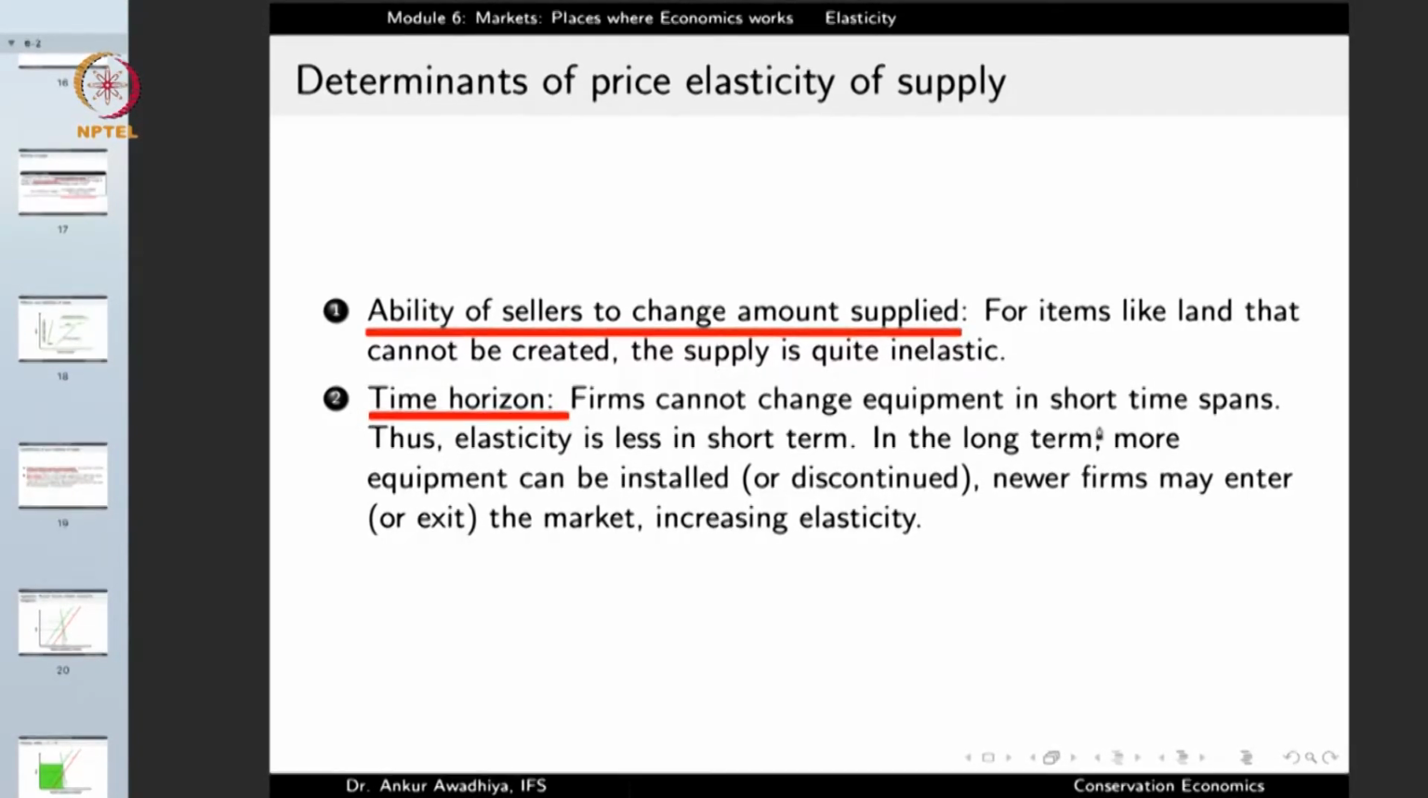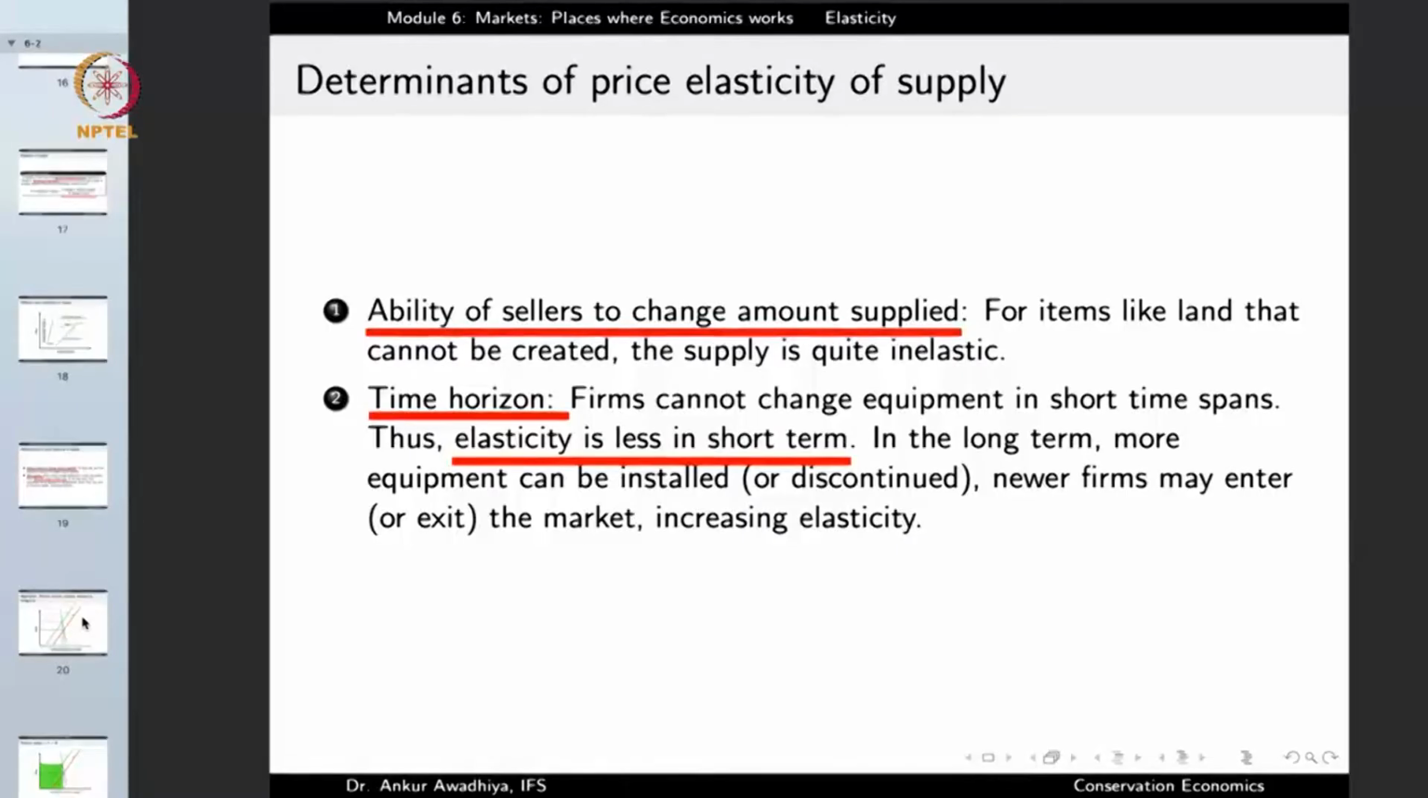Firms cannot change equipment in short time spans, and so the elasticity is less in the short term. In the long term, more equipment can be installed or discontinued. Newer firms may enter or exit the market, which increases the elasticity. So, in the case of elasticity of supply, there are two things that mostly govern the behavior. One is whether it is possible for a seller to increase the supply or to change the supply, and two, even if it is possible, how long will it take?